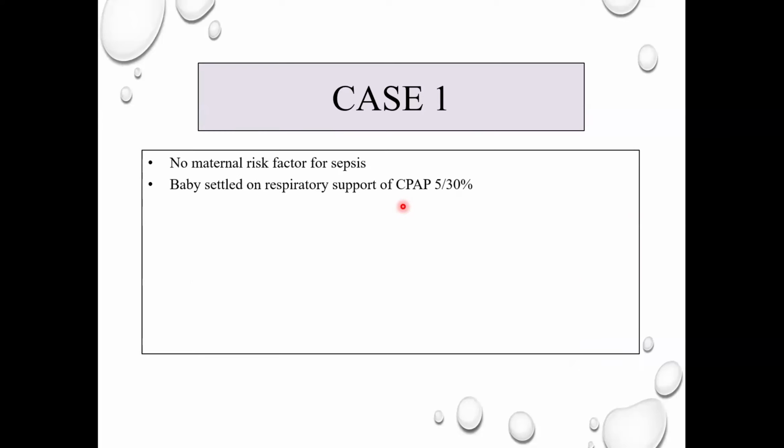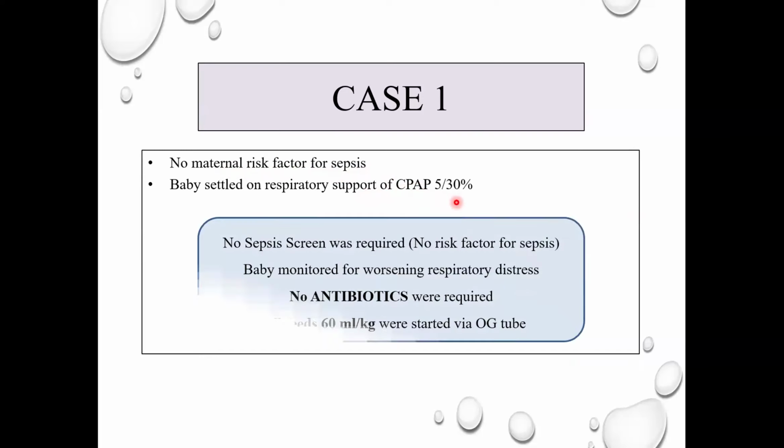So what is the diagnosis for this baby? This baby probably has meconium aspiration syndrome or transient tachypnea of the newborn, right? It is usually a self-limiting condition. There is no maternal risk factor for sepsis, and the baby is maintaining on CPAP. So you can continue to observe the baby. If at any time you have a doubt of sepsis, then you go ahead and do a sepsis screen.